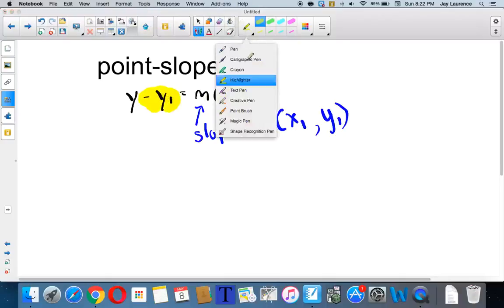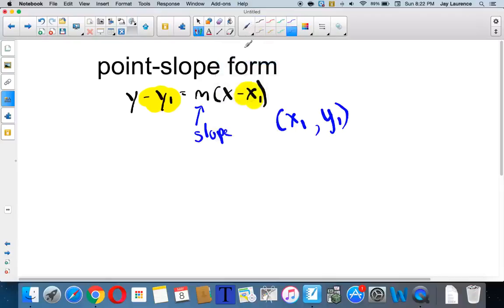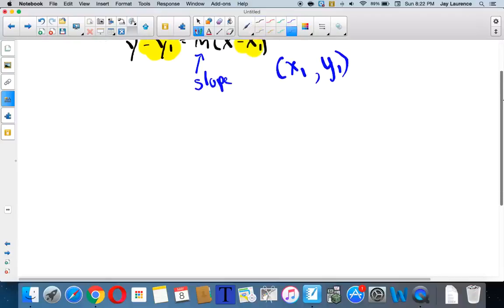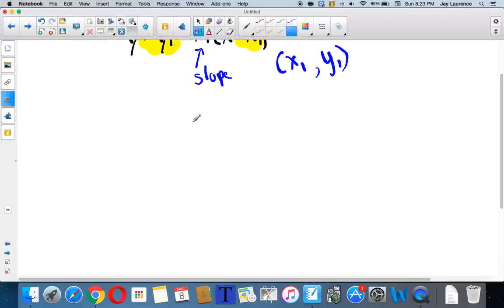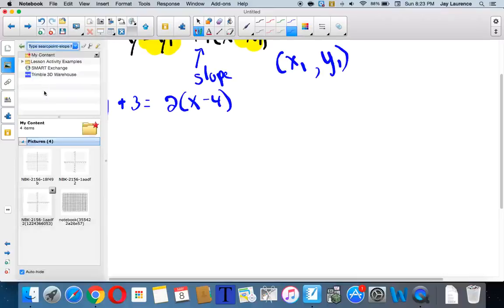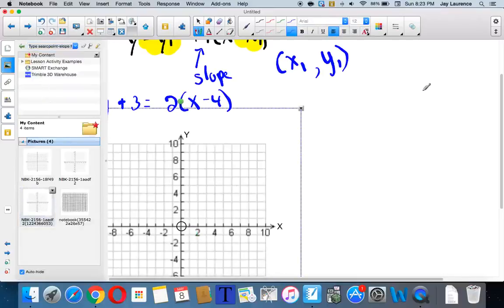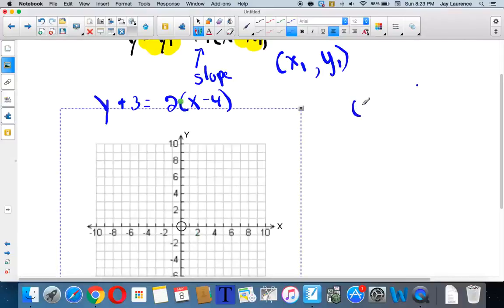So if I want to graph this, and I must not have set this one up for graphing, sorry about that. It'll only take me a second to do that. Let me get an equation here. Let's say I have y plus 3 equals 2 times the quantity of x minus 4. All right. If I want to graph this, I'm going to first identify the point, which is not going to be a y-intercept, but it's going to be the point (4, -3). Notice I changed the signs.